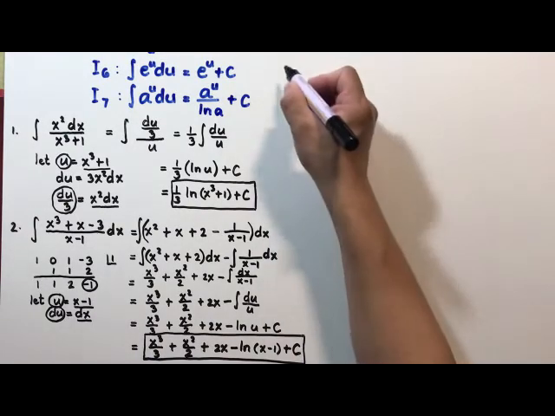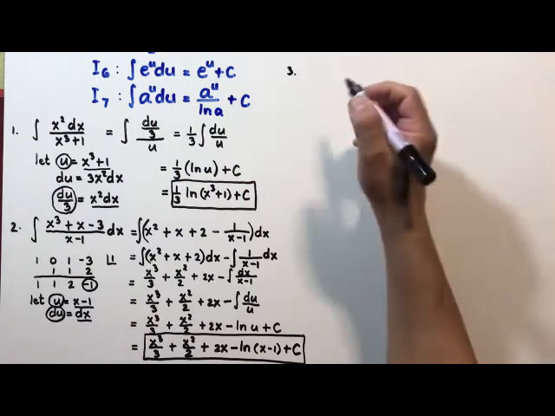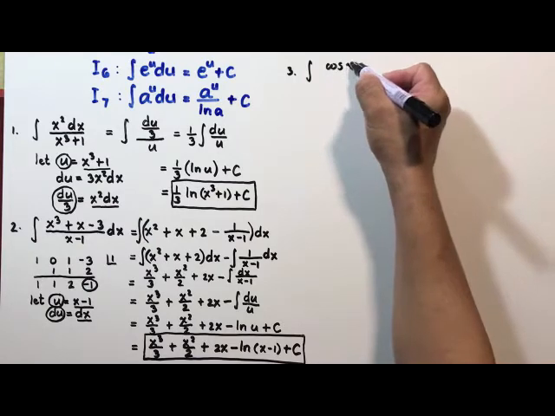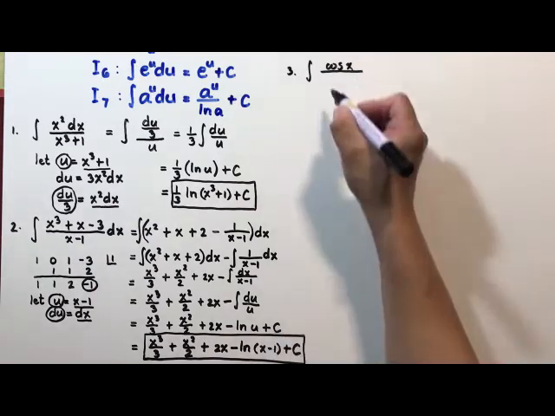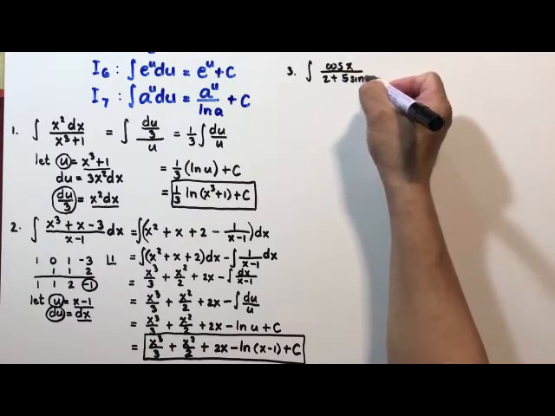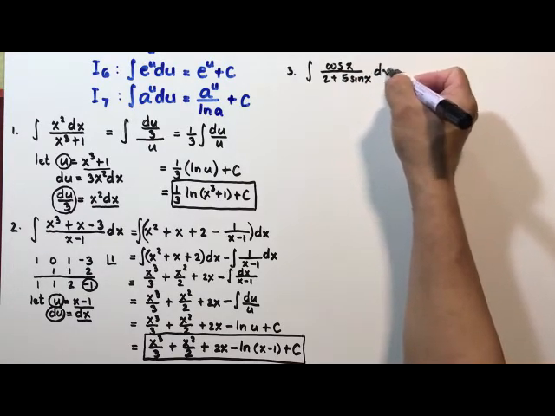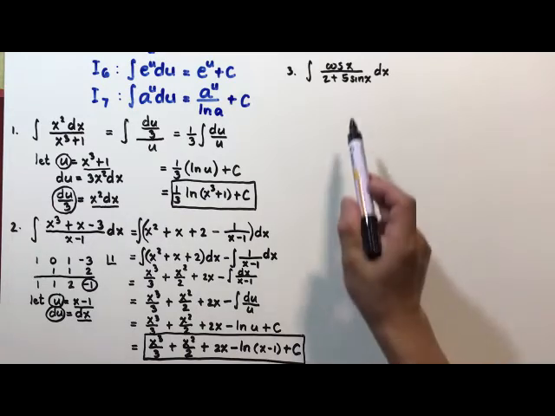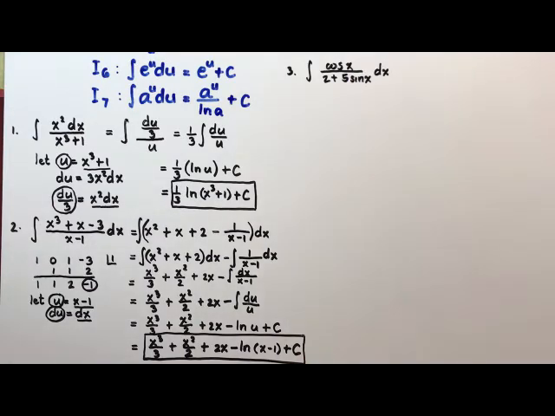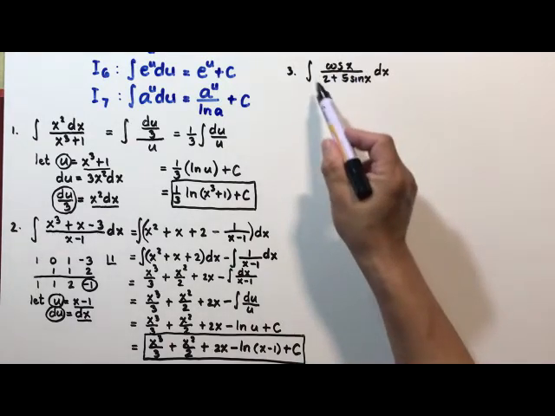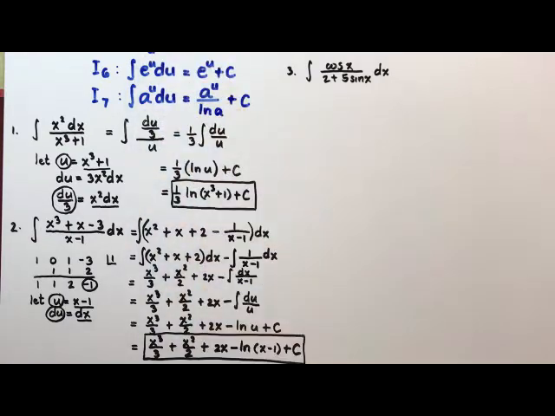Now let's proceed to problem number 3. What is the integral of cosine x over 2 plus 5 sine x dx? Now remember, again, there is no quotient rule for this. So if you are a beginner, you find it a little bit difficult. But you can transform this integrand such that you can format this one like one of this formula.